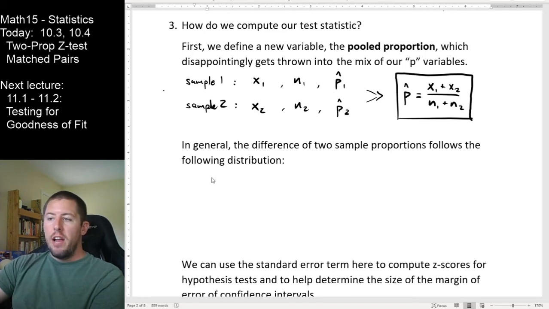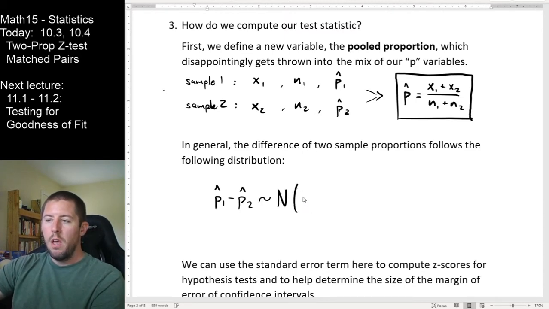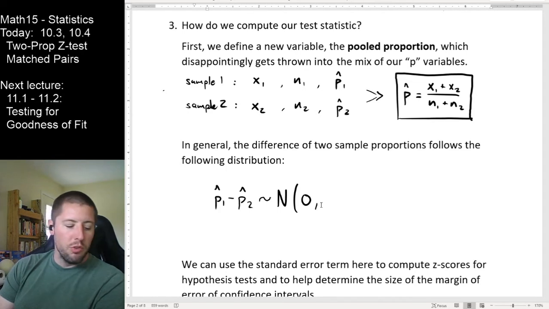Then, in general, the difference of 2 sample proportions follows what distribution? So here's my difference of 2 sample proportions. That is distributed according to the normal distribution. The null hypothesis is always going to tell us that the difference between these two should be zero, right? Our statement of no difference says there isn't a difference in proportions between the two groups.